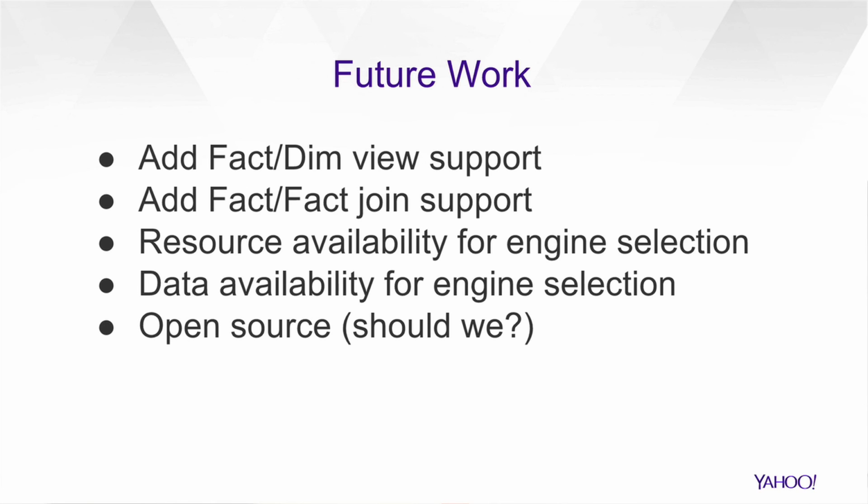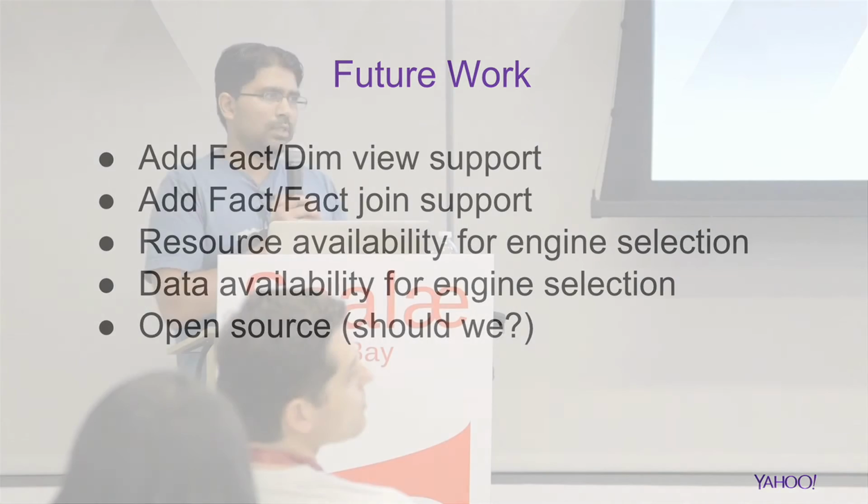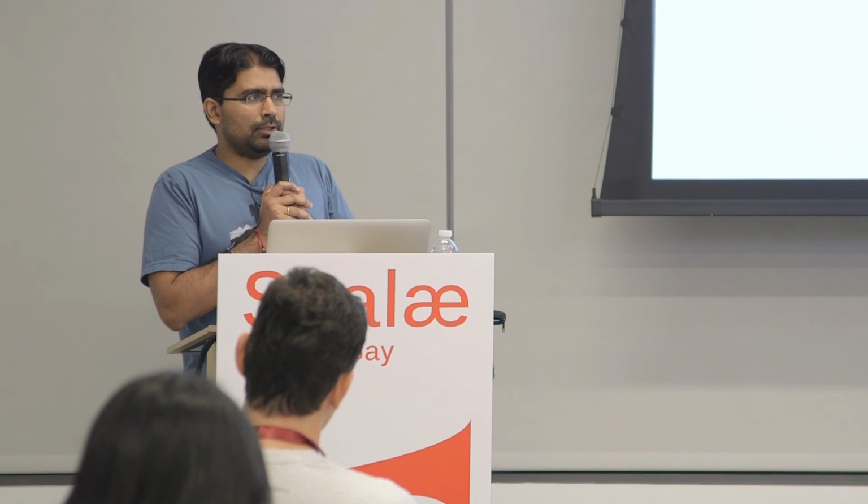So fact-dim view support is basically allowing us to define views inside of the table definitions itself. So in Oracle, I can create a view by doing a union across two tables and define a view doing that. Instead of having to define the view in Oracle, I want to be able to do that directly in my query, in my table definitions, right? So that way I don't have to worry about how that view is actually constructed.